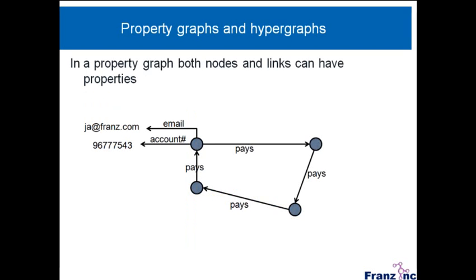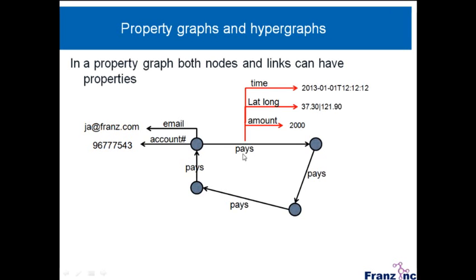Now, for people who don't know what property graphs are, it's a technique, a graph where both nodes and links can have properties. So if you look at this, you can see it says 4 parties that pay each other. Each of these nodes is an account with an email and an account number, etc. What you really would want is also to say something about the paid relationship. So here comes the property graph element in, where you can say, well, this paid relationship was about an amount of $2,000. Here was the lat long where it happened, and this was the time when it happened.